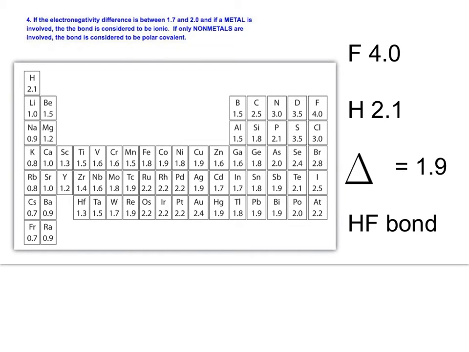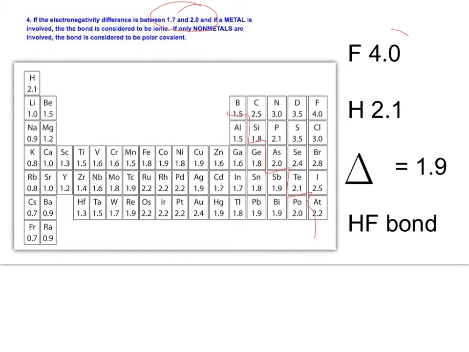Finally, if the electronegativity is between 1.7 and 2, that's kind of a shady area because we see that some of these bonds aren't specifically one type or another. In general, if the bond is between a metal and a nonmetal, normally we say that that is ionic. However, if it's two nonmetals, then we normally say that it would be a polar covalent bond.